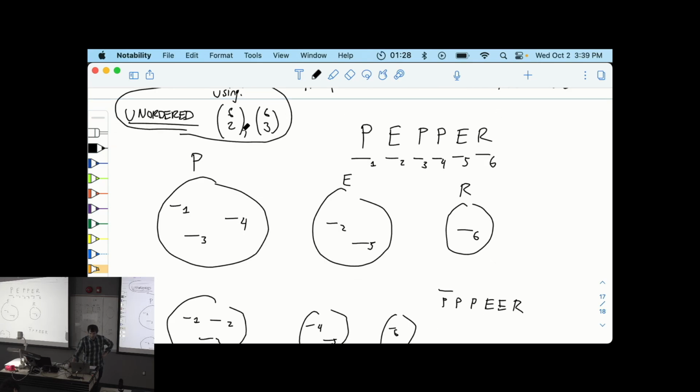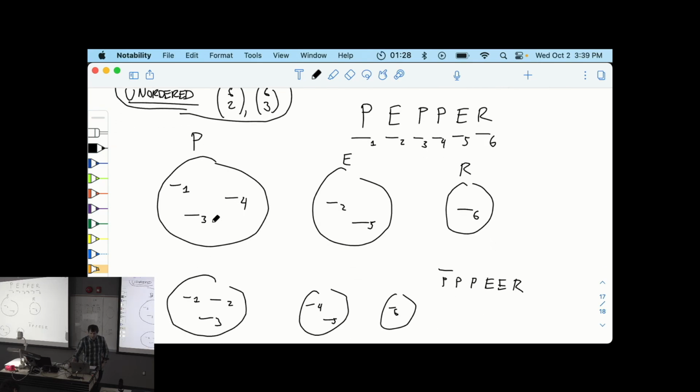The reason these numbers are going to come up is these numbers count unordered things. And you see that 1, 3, and 4 here are unordered, right? 1, 3, 4 in the P's is the same as 4, 1, 3 in the P's, right?